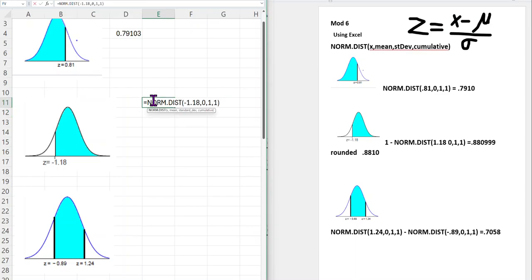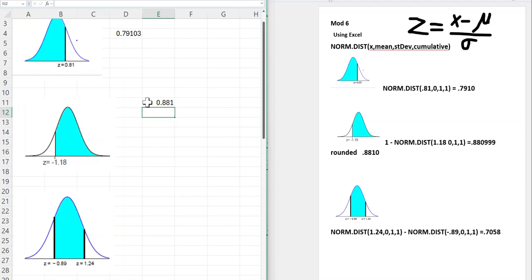Well, I can adjust by saying, I know that the whole area is 100% or 1, and I know that I want the right side of this border, not the left. And I know this gave me the left, so therefore I will put in 1 minus, and voila, I get the right answer, 88%. Now that looks right.